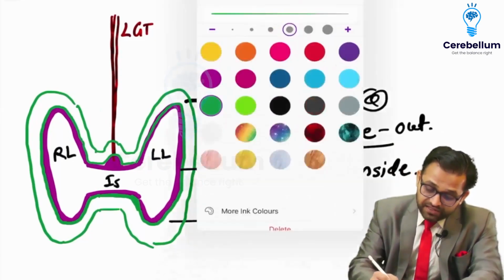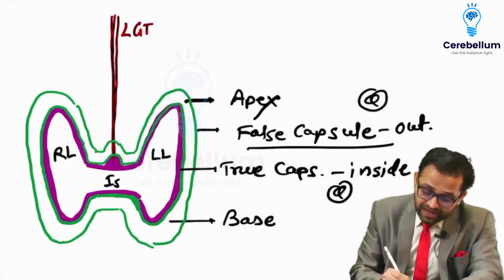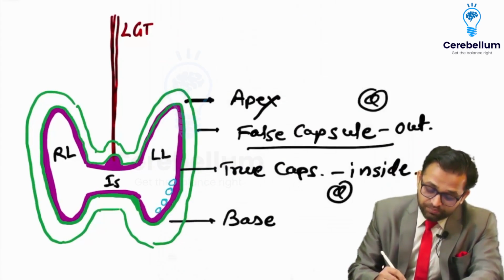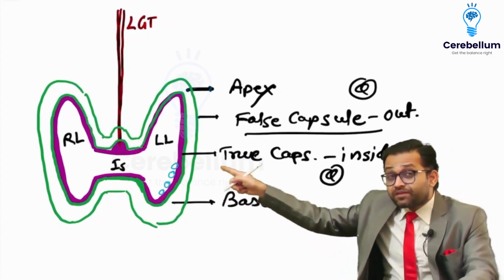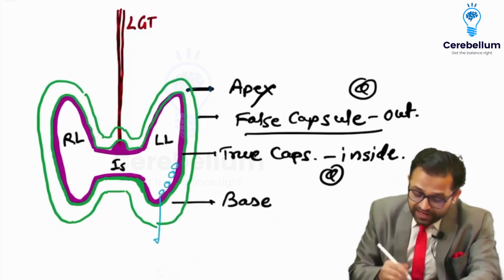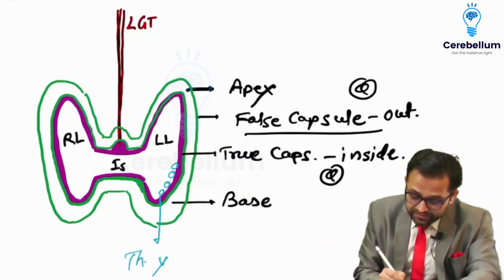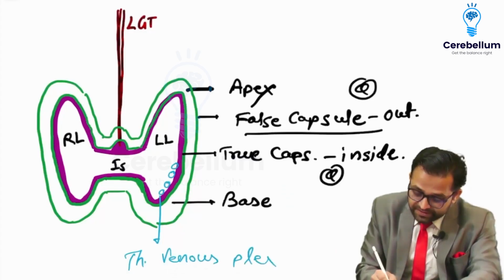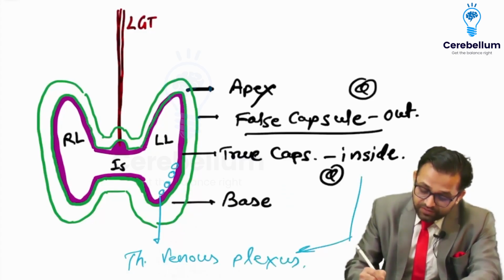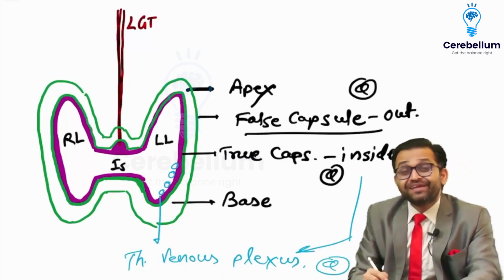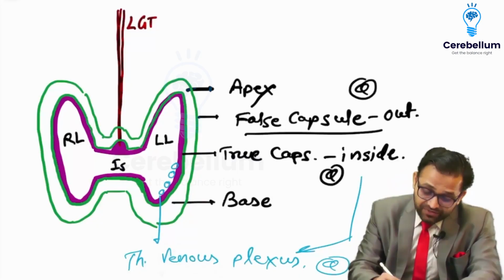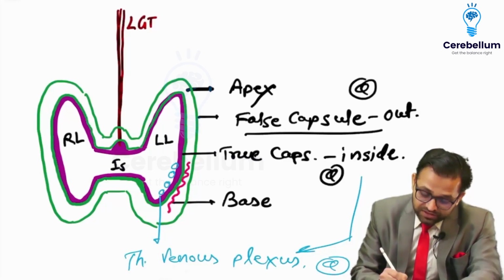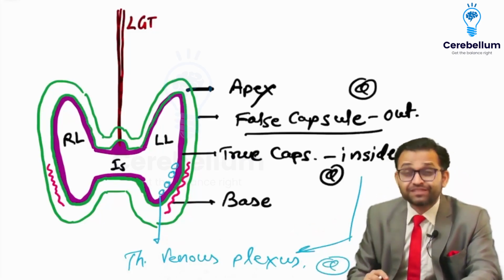Later I will teach you that the thyroid venous plexus is located just below the true capsule within the thyroid gland. So this is the thyroid venous plexus. It is located below the true capsule. That's why in surgery you will learn that whenever you are performing the thyroidectomy operation, you have to do the incision in between the true and the false capsule, because here there is no thyroid venous plexus, so less bleeding.